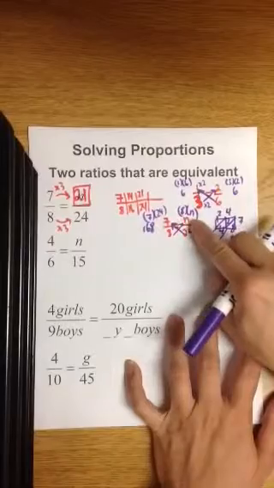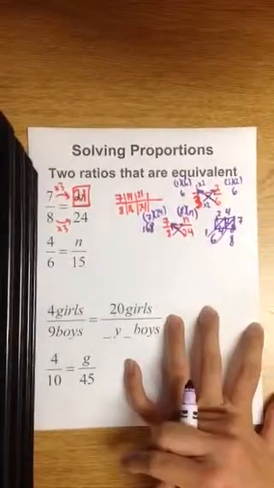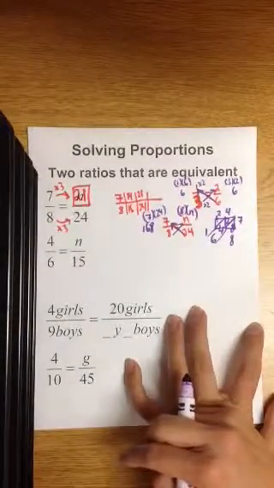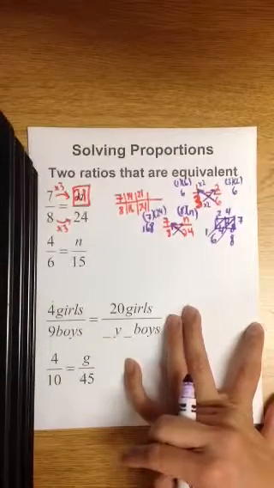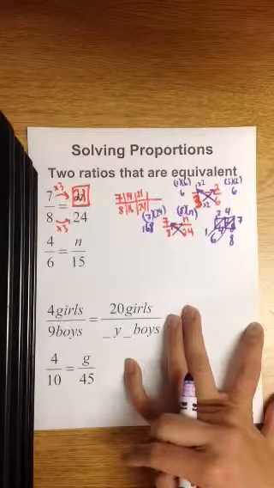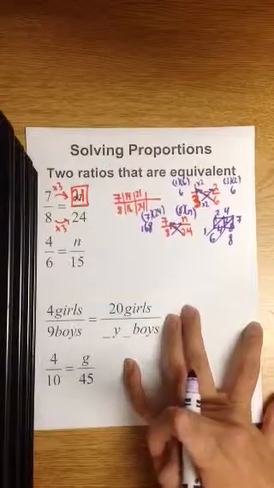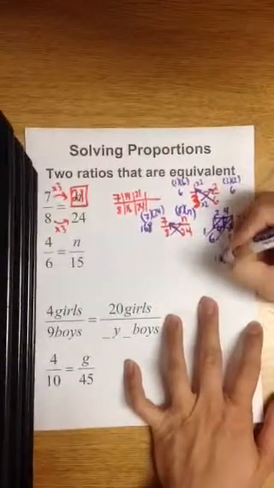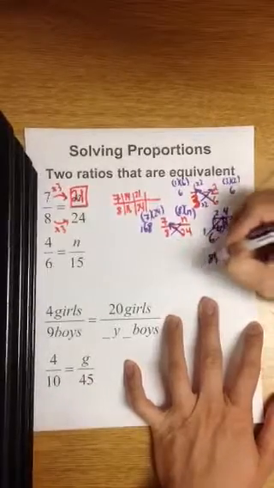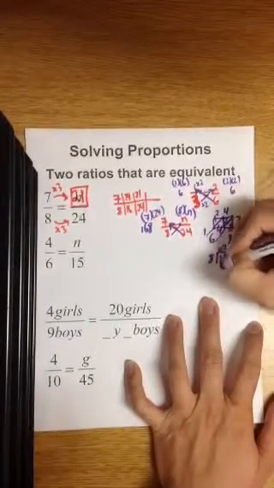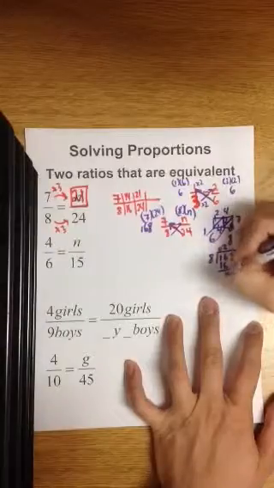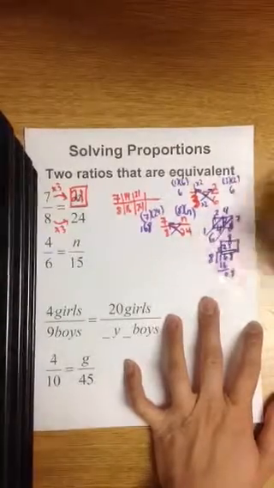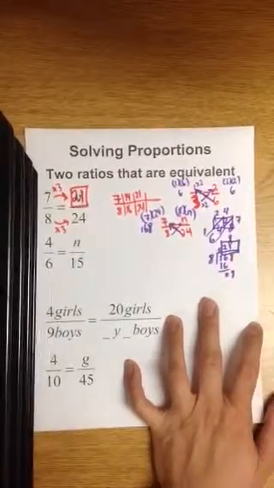So 8 times something is 168. 8 groups of something is 168. I can't do it in my head. So what's the opposite of multiplication? Division. So 168 divided by 8 goes in 2 times, 1 time. So the missing number is 21. So there's so many ways to solve it.